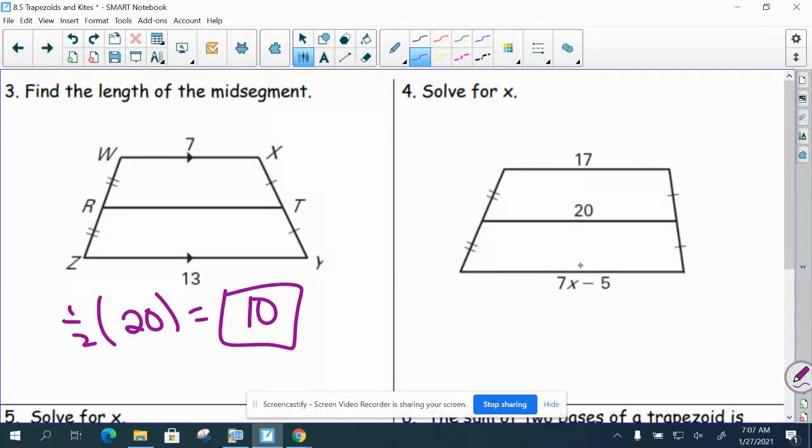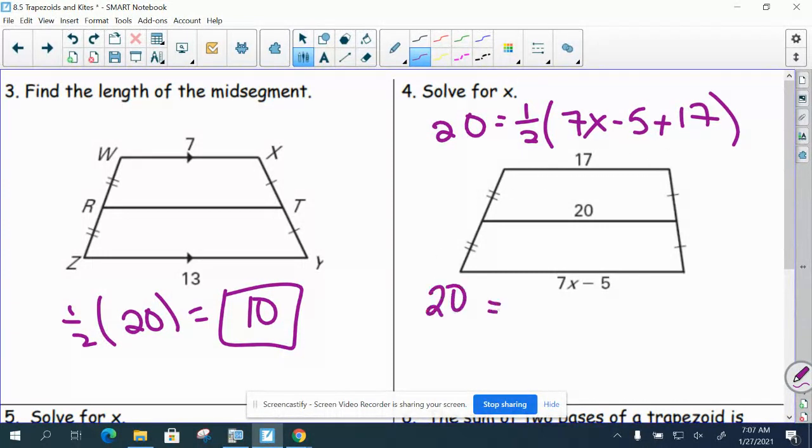Now here it's a little bit trickier because you're going to have an equation to set up. So let's use the format of what we wrote on the other page and say that the midsegment 20 equals 1/2 of 17 plus 7x minus 5. Or I'm going to do actually 7x minus 5 plus 17. All right, so let's simplify our equation. So we've got 20 equals 1/2 times 7x, negative 5 and 17 make plus 12.